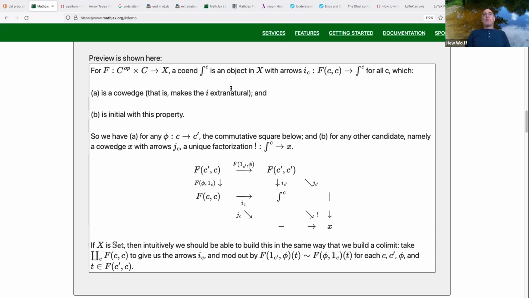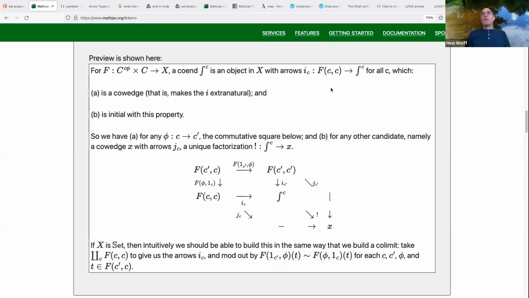So first of all, this object has to be a co-wedge. That means that for any arrow phi from C to C prime, you get this extranatural square, which has to commute. That's the first condition, and the second condition is that the coend must be initial with this property. So what is extranatural?